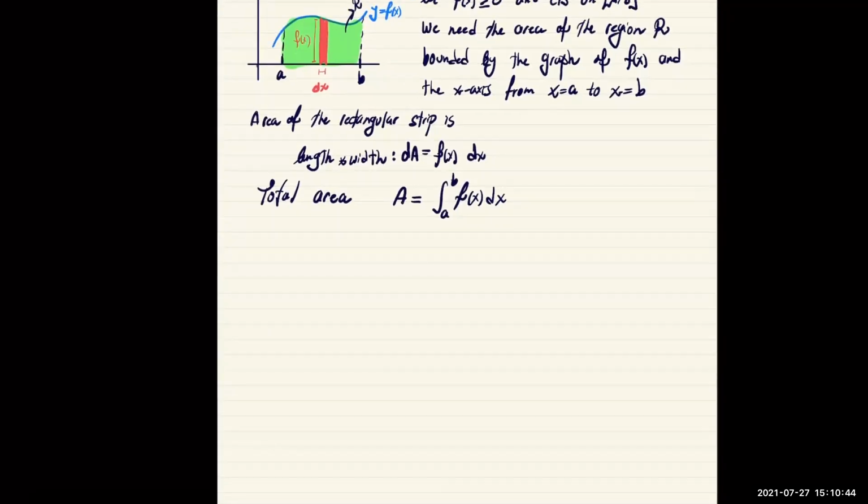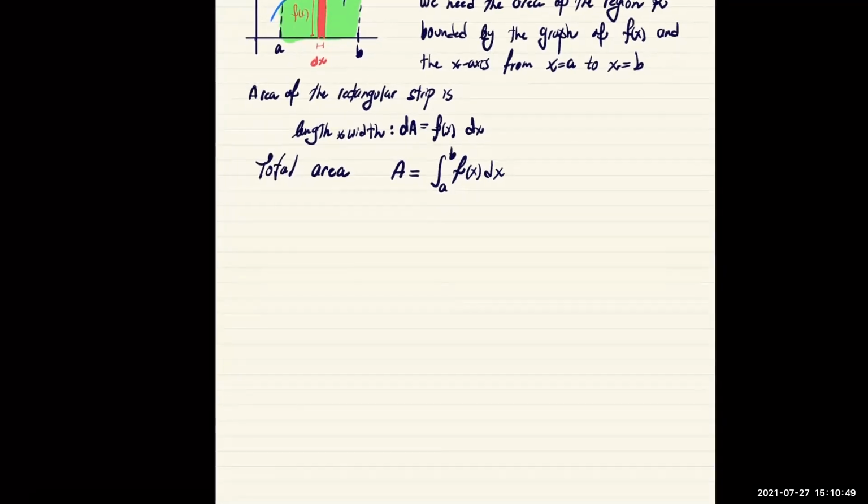Okay, so let's say we have a region that's bounded by two graphs.